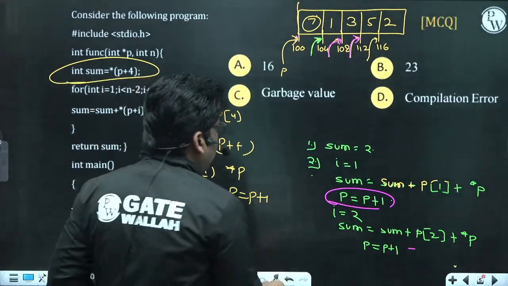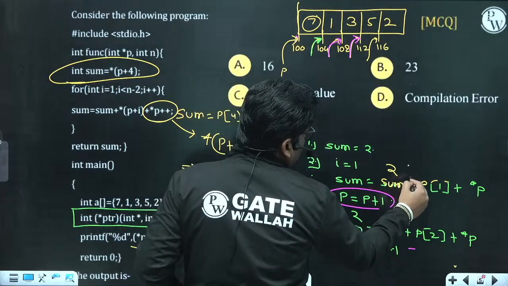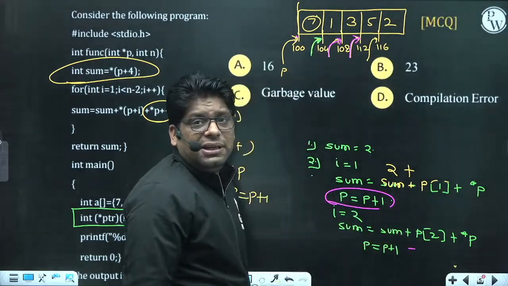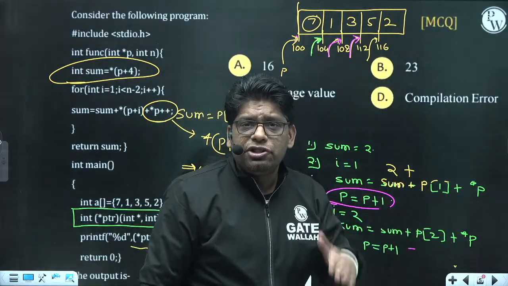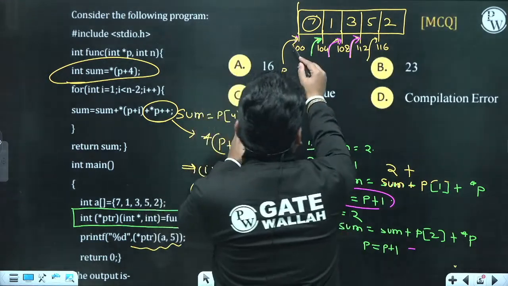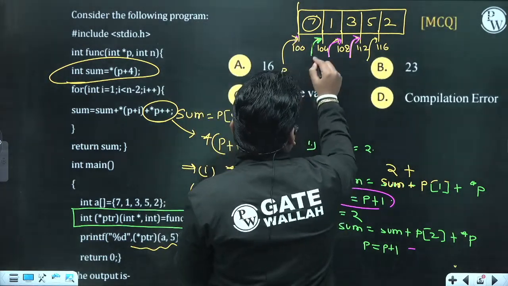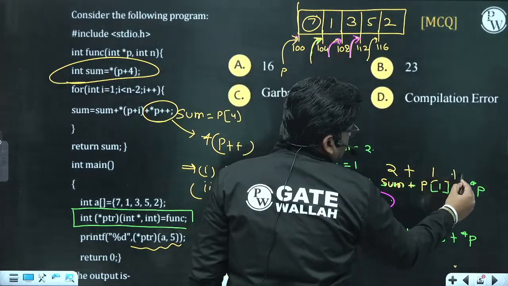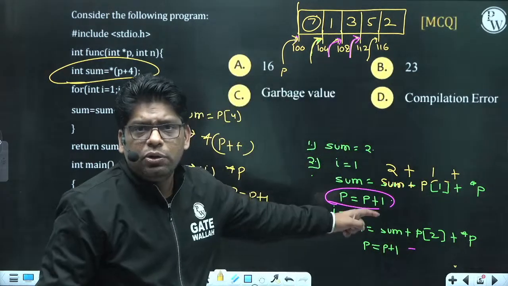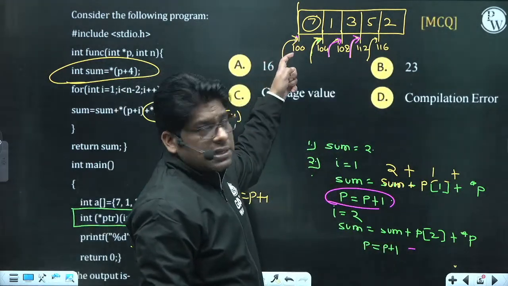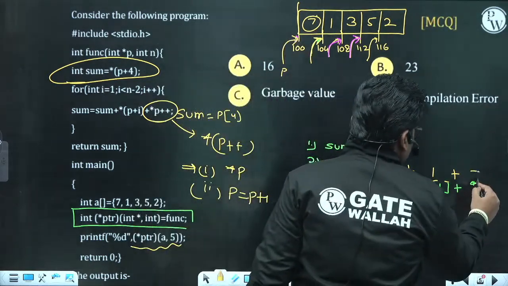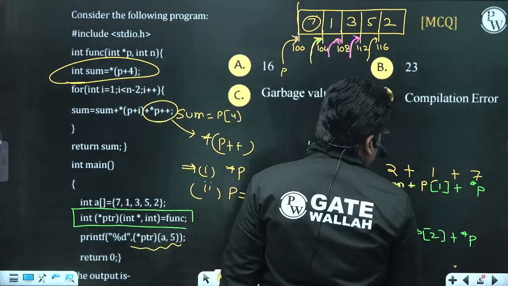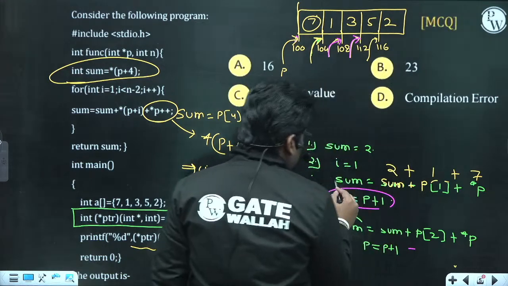Okay, just focus over here. Sir, what is the value of sum? 2. If this is P, what is P plus 1? Anjali, this is P of 1. This is not P of 0. If this is P, P plus 1 is this address, and star P plus 1 is 1. But coming to star P, if P is this address, star P is 7. Of course, star P is 7. That is why 2 plus 1 plus 7, the value of sum is 10.